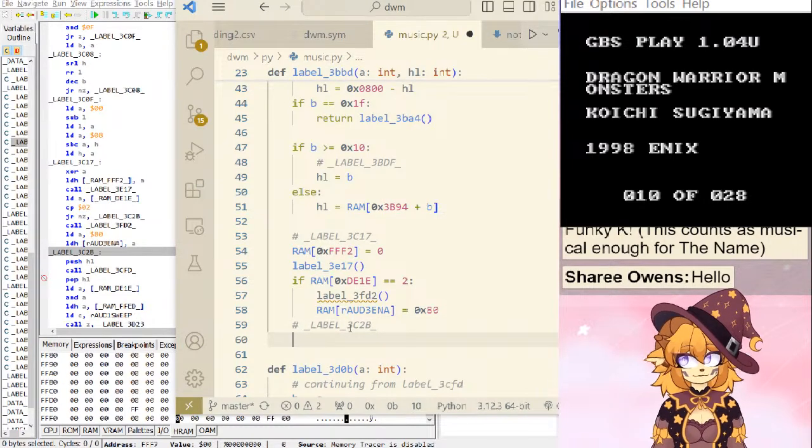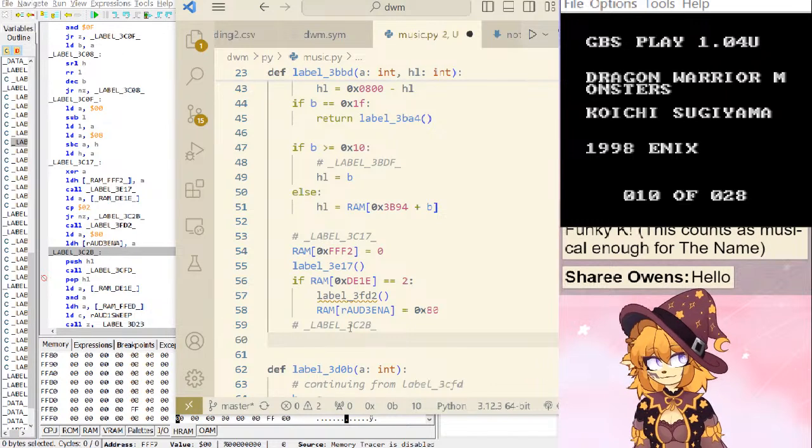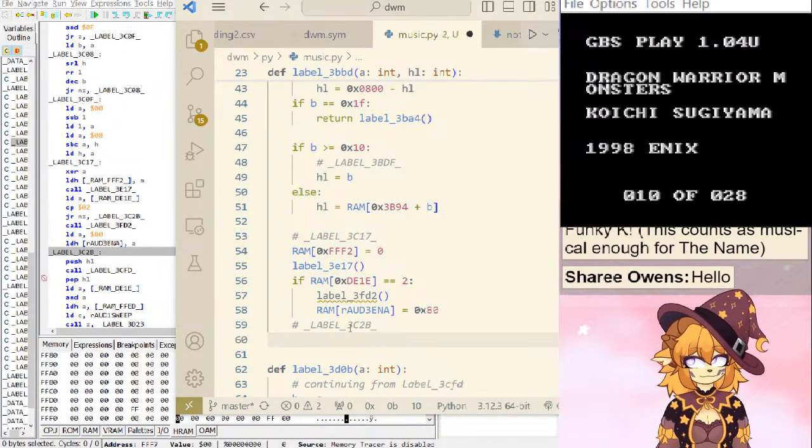That sounds like Revolt music. A little bit.